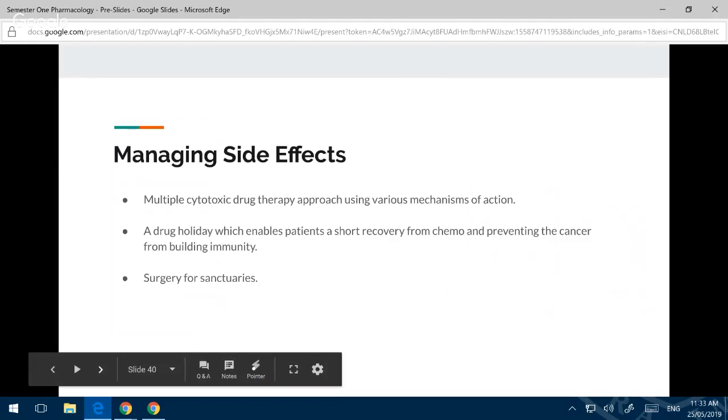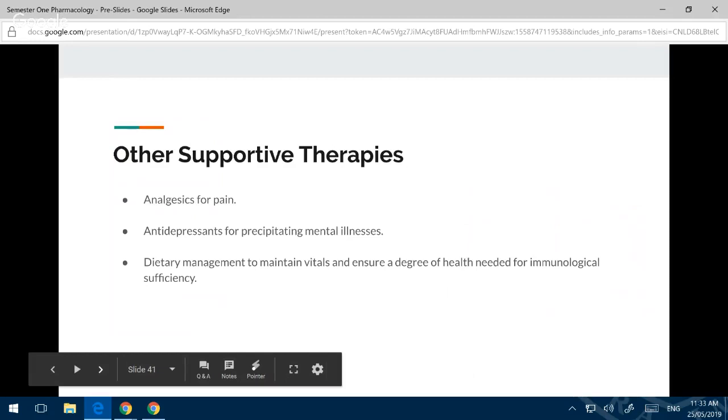I'm just brushing over these because you will have another specific lecture for them. Of course, with the treatment of any cancer, you will administer analgesics and antidepressants if needed, as well as focusing on the well-being of the patient. So managing vitals with dietary and lifestyle advice when necessary.